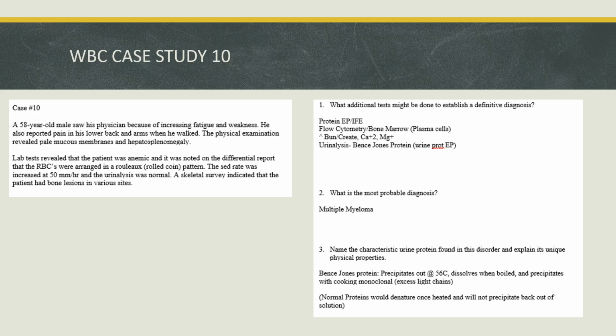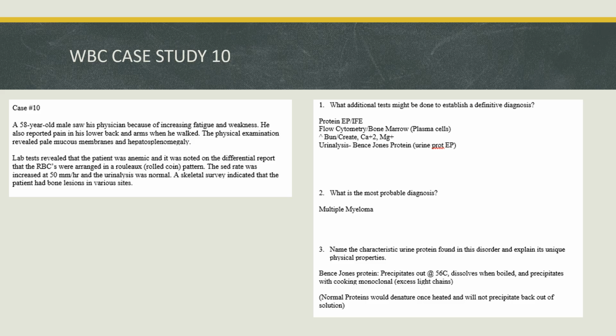But in order to establish a definitive diagnosis, we will need to do some additional testing. We might start out with a BUN, creatinine, or a renal panel. We might look at calcium, serum calcium. We may test the urine for Bence Jones proteins.